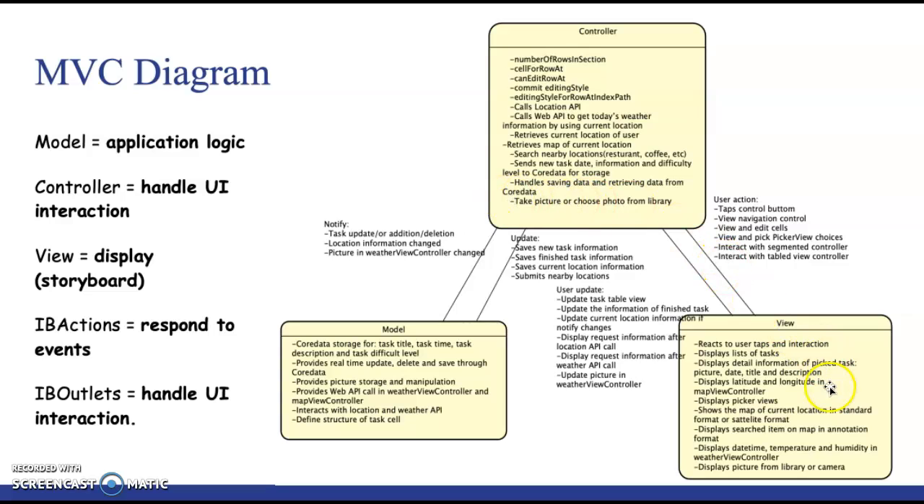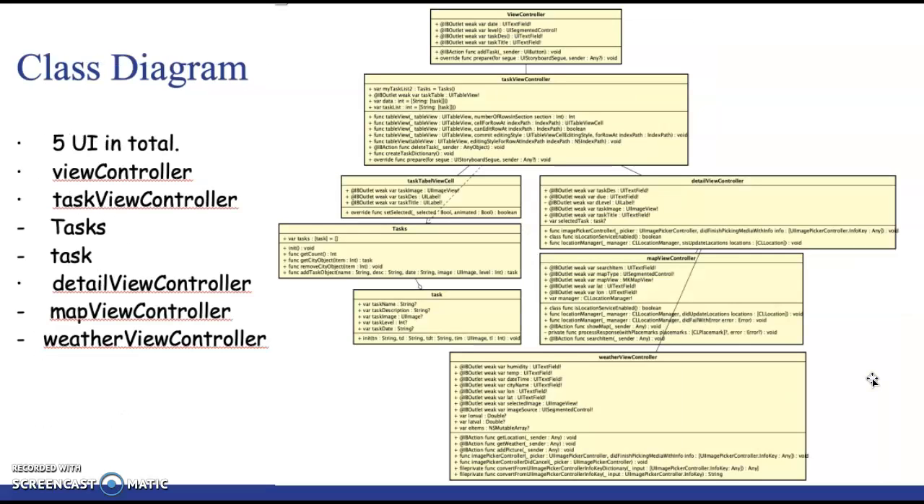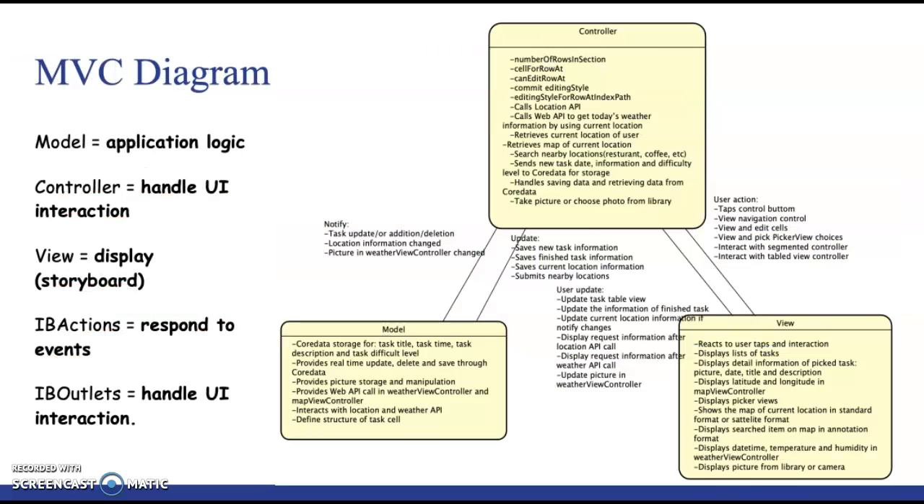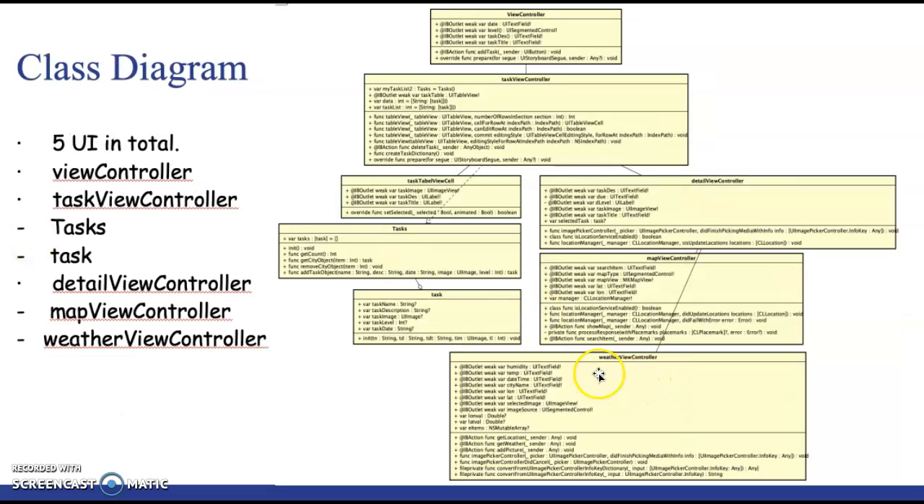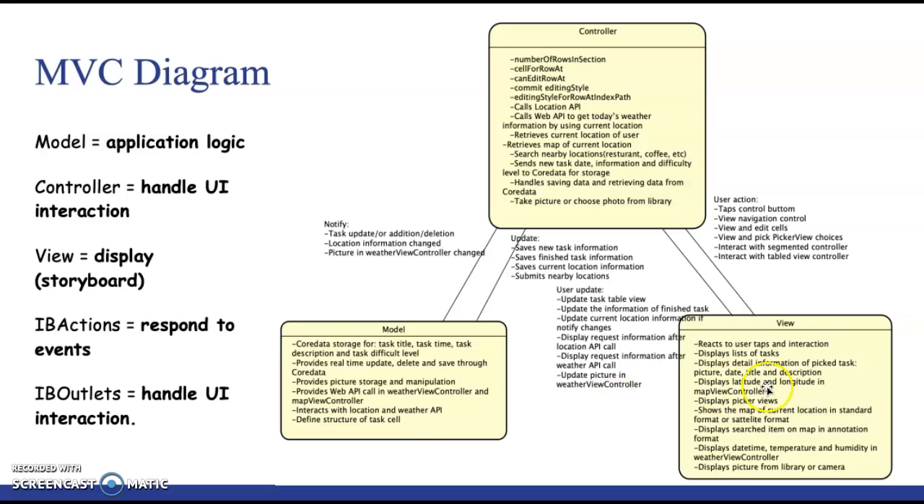So here in the view, it will display the list of tasks in the task view controller and display the detailed information of the picked task. For example, the picture, date, title, and description. This picture is totally different from the picture here in the weather view controller. This picture is to display if the task level is too difficult, it will display like a red circle, or if it's not difficult, it displays like a green circle.